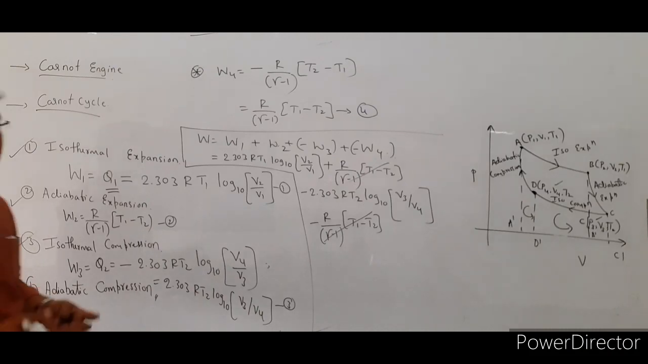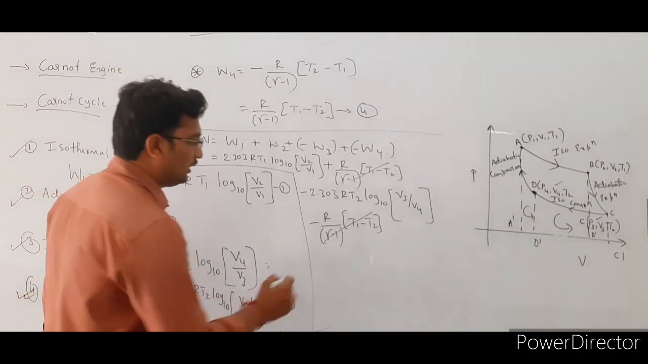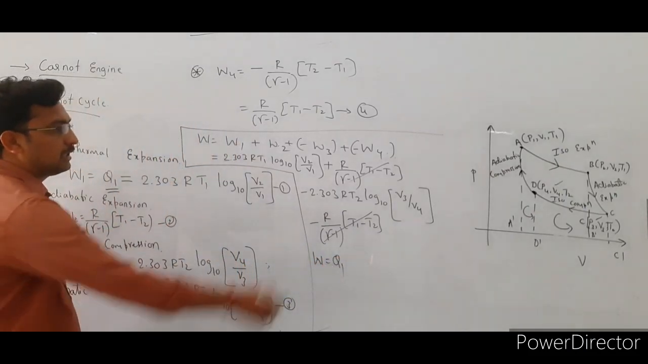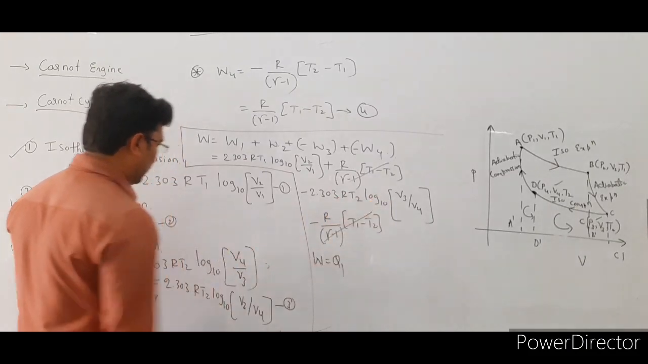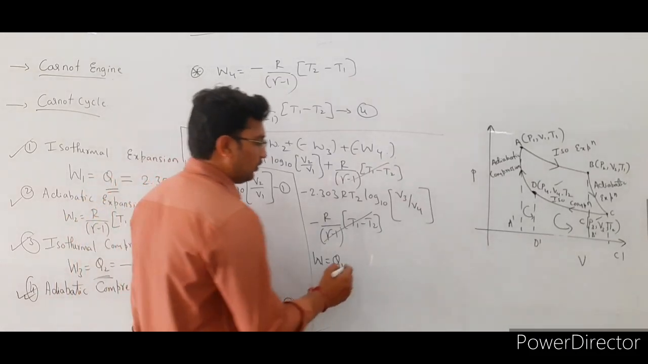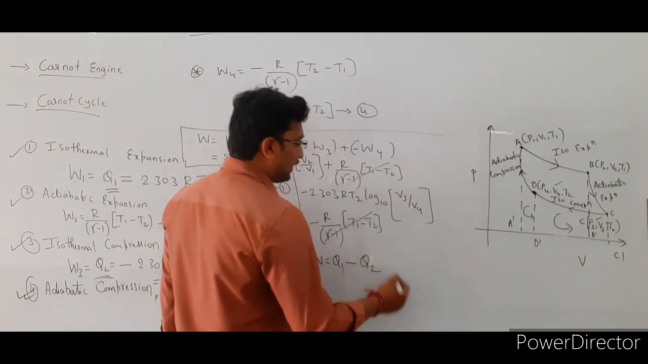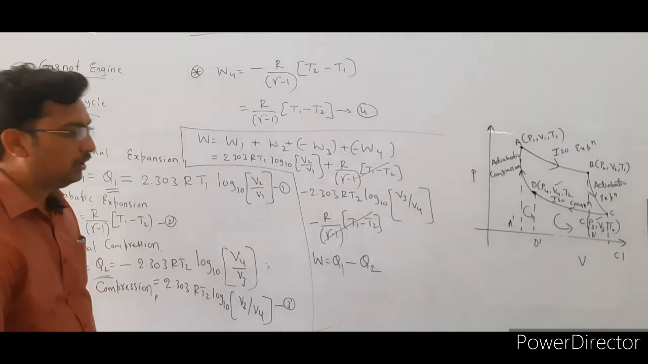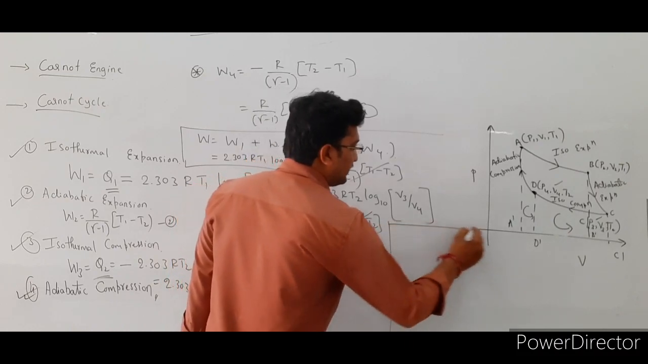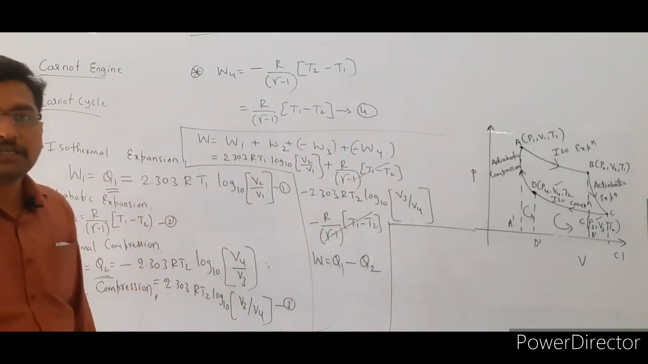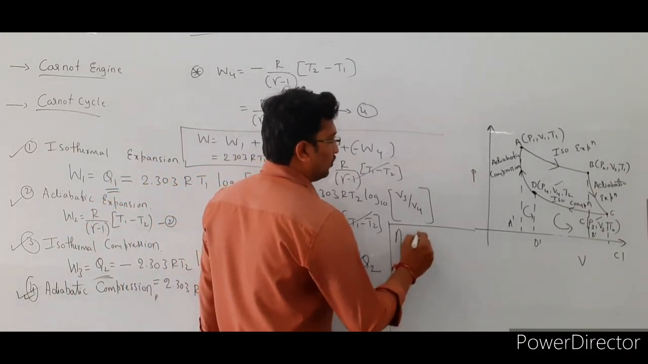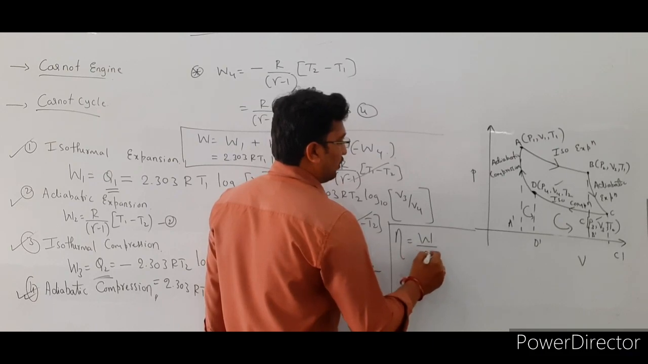So then the W1 is nothing but Q1, right? The quantity of heat energy absorbed from the source, its value is Q1. So that is W is equal to Q1. This is the Q1 value, and this is the Q2 value, the quantity of heat energy rejected to the sink, that is W is equal to Q1 minus Q2. So next one, we are going to find out what is the efficiency of a Carnot engine. So that is efficiency is equal to work done by heat absorbed.